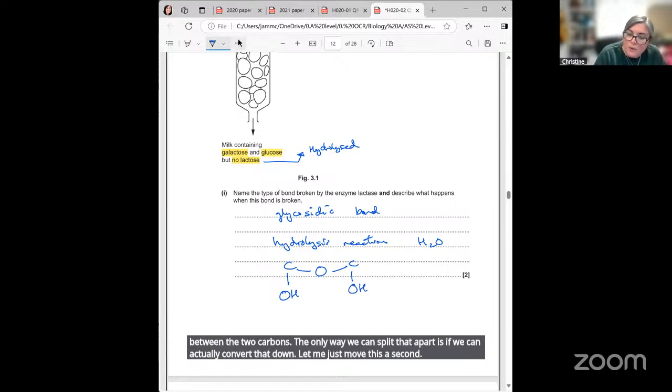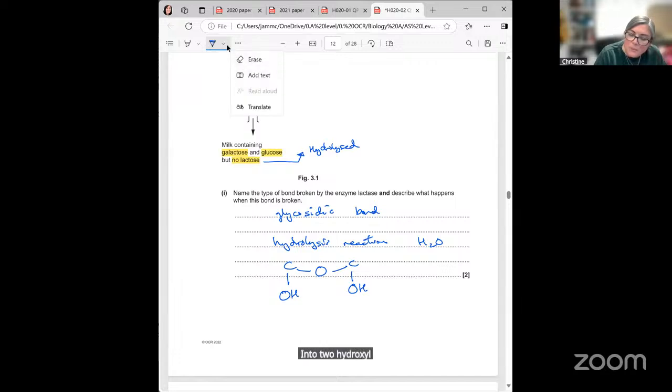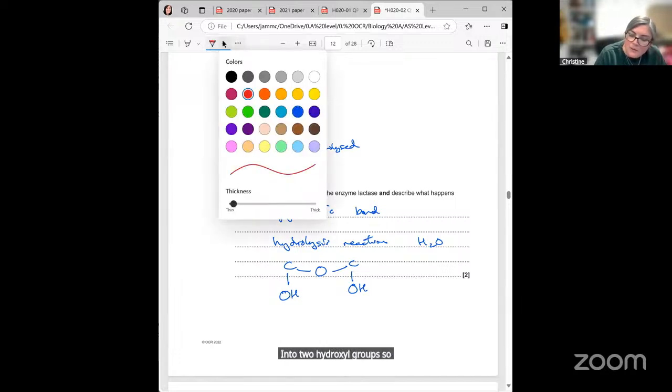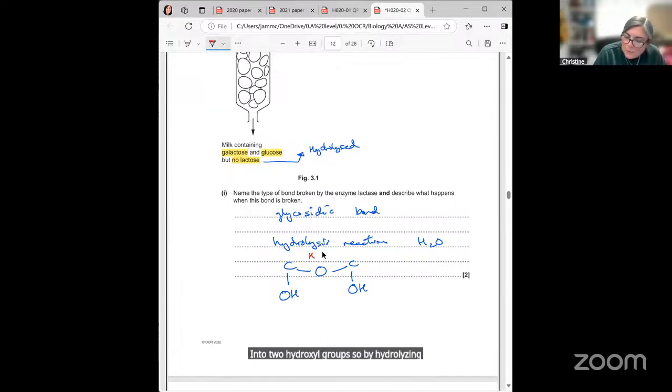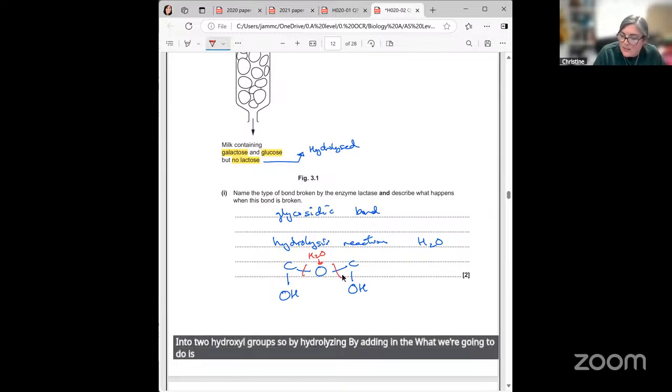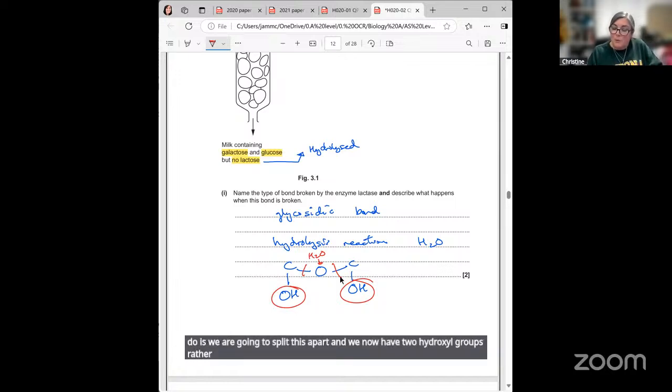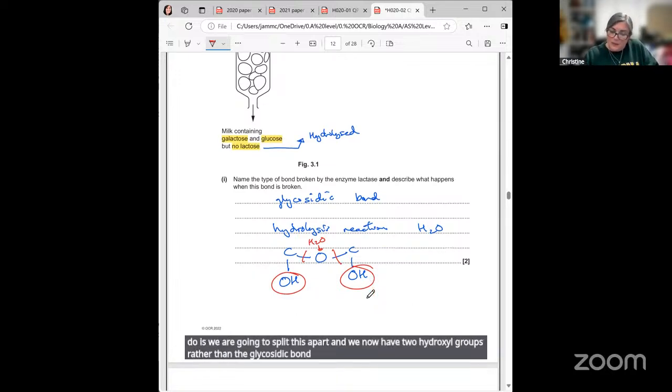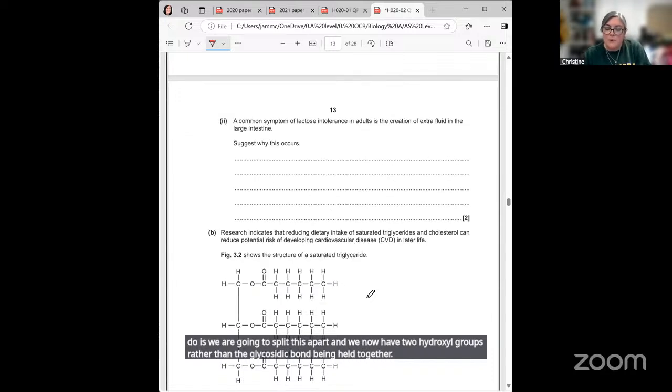Into two hydroxyl groups. So by hydrolyzing, by adding in the water, we are going to split this apart, and we now have two hydroxyl groups rather than the glycosidic bond holding it together. Okay, so let's keep going with this one then.